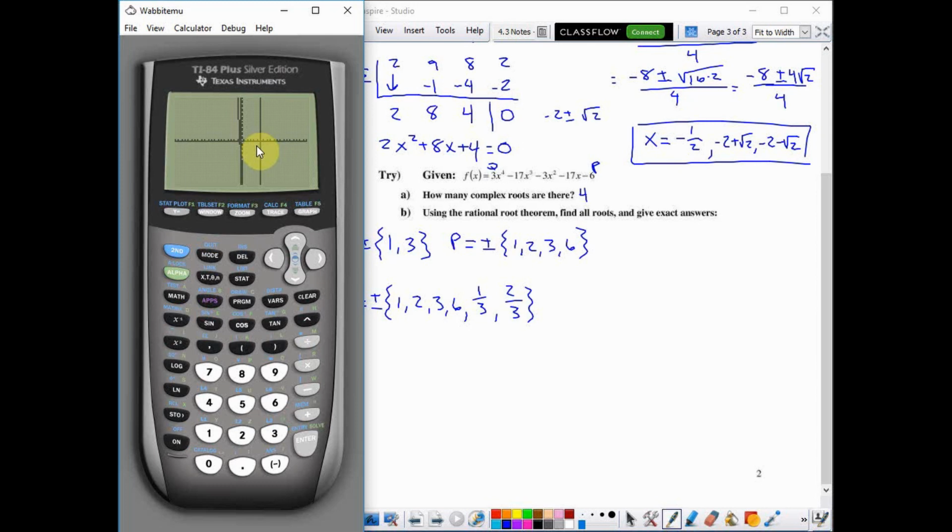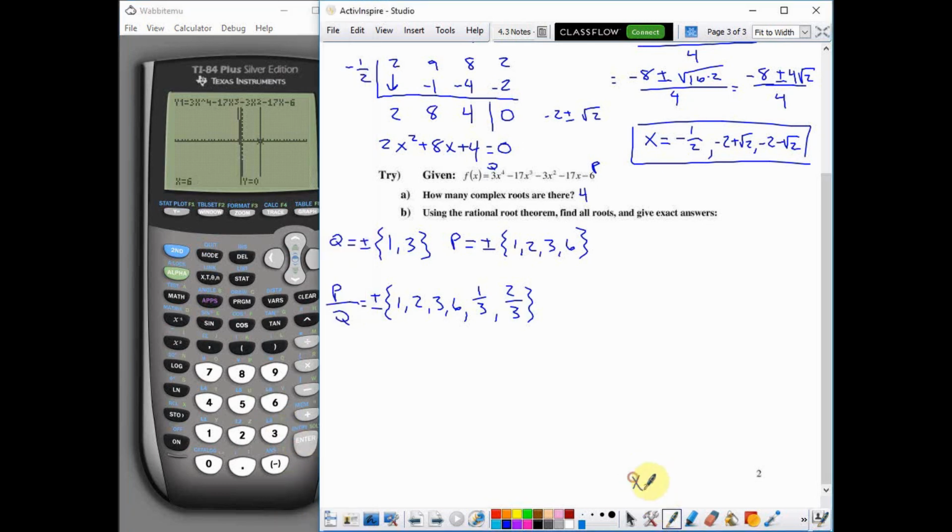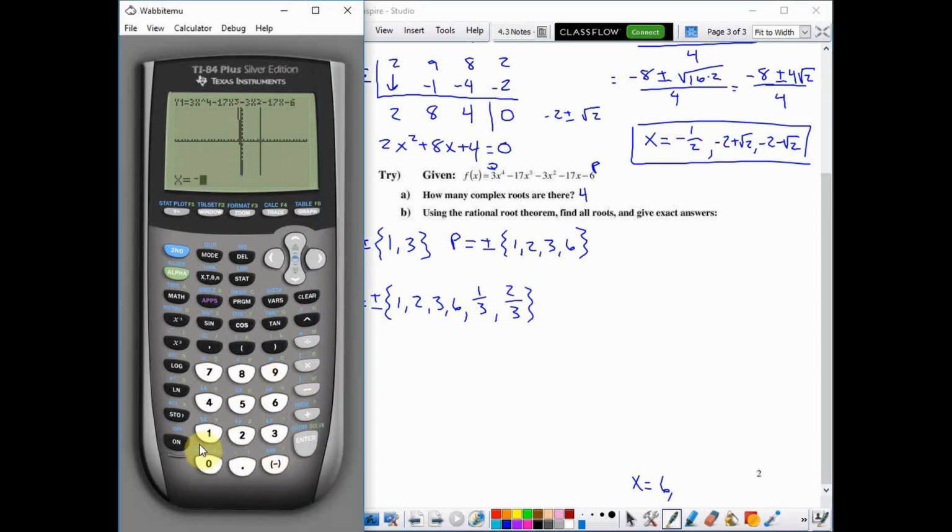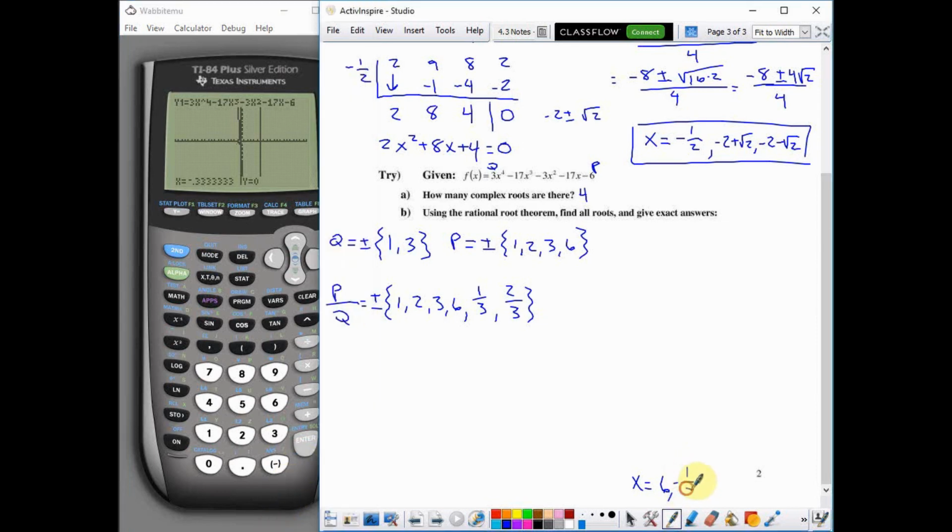Okay, so maybe 6 here. So trace 6. I get an output of 0. So 6 is one of my solutions. And then over here, it's not as far as negative 1. Could be negative 1/3 or negative 2/3. So let's try negative 1/3. And I get an output of 0 there. So negative 1/3 is one of my solutions.